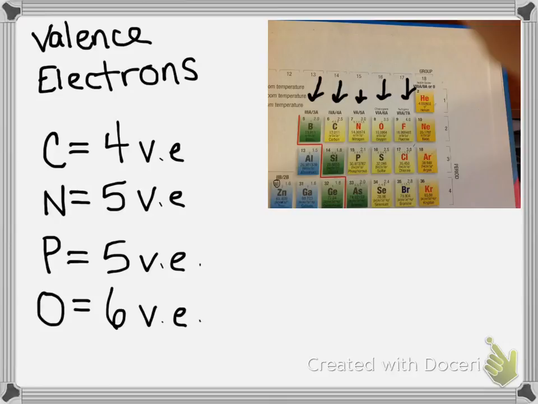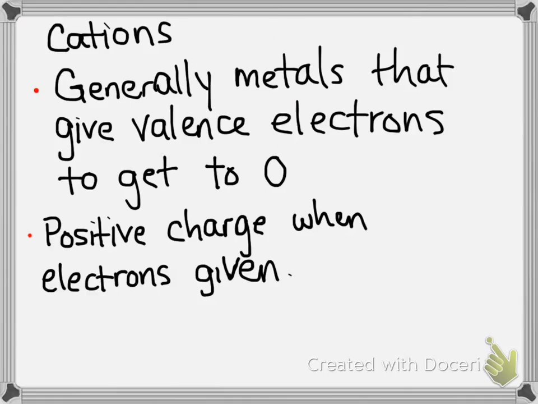Now you may be asking yourself, why do we care about the valence electrons? It's the valence electrons that are going to be used to form cations and anions, which make up ionic compounds. Ionic compounds are composed of metals and nonmetals. Cations are generally the metal in almost all cases, and these are the elements that are going to give up valence electrons so they can get to 0 valence electrons. And by doing so, they'll have a stable conformation.